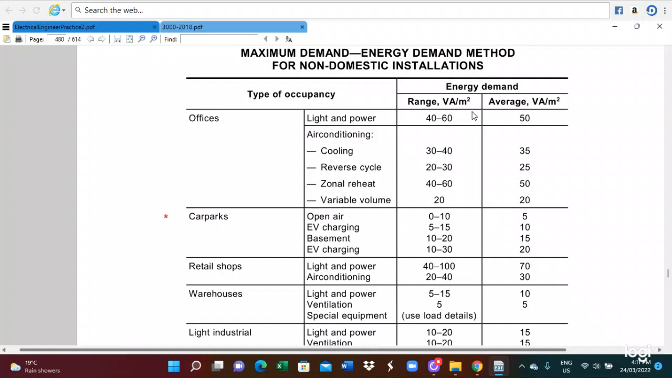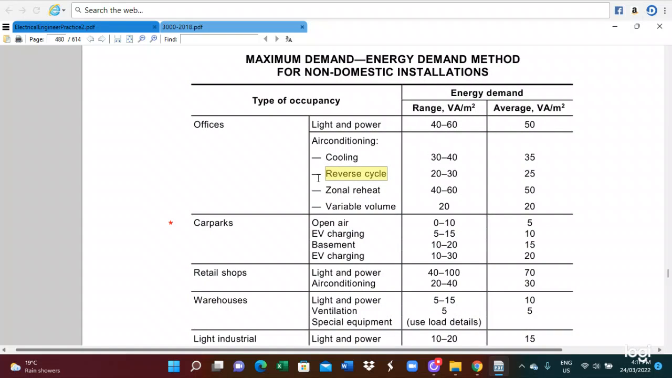Air conditioning, reverse cycle again. Light and power is 50 volt-amperes per square meter. Office reverse cycle air conditioning is 25 volt-amperes per square meter. This is for the office. And also for the retail shop, light, power and air conditioning: light and power is 70 volt-amperes per square meter, air conditioner 30 volt-amperes per square meter.